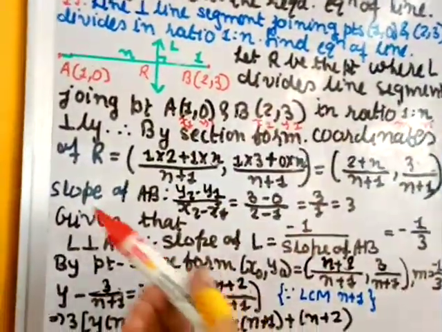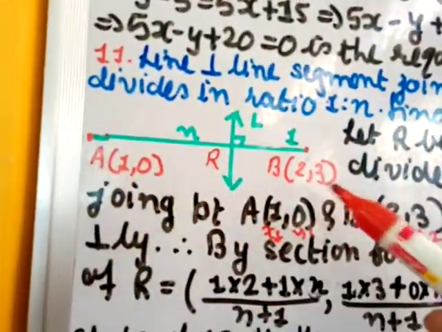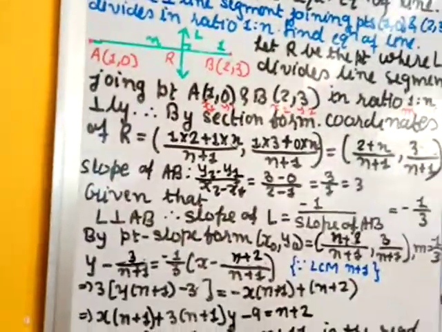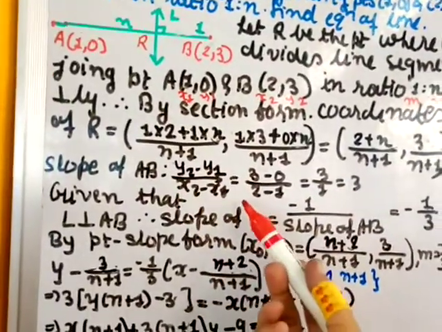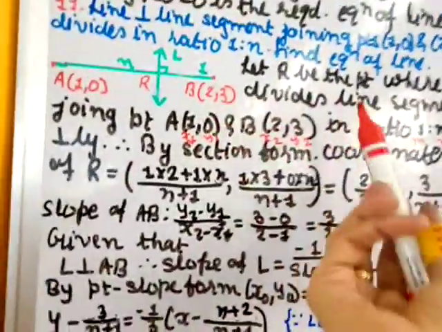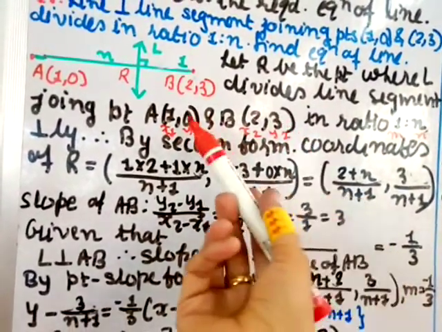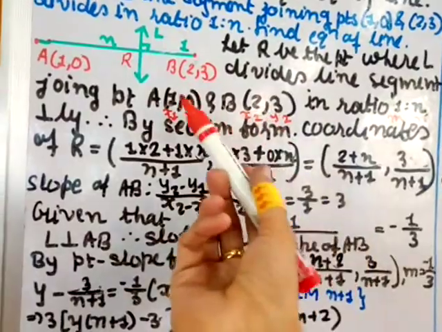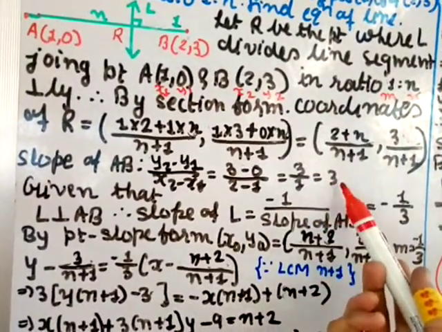Now the slope of the line AB. Since they have given L is perpendicular to AB, we'll find the slope of AB. Call it m1. So slope of AB is y2 minus y1 divided by x2 minus x1. You call this as x1, y1 and x2, y2. So 3 minus 0 divided by 2 minus 1. So this gives you 3 divided by 2 minus 1 is 1, and 3 by 1 is 3.